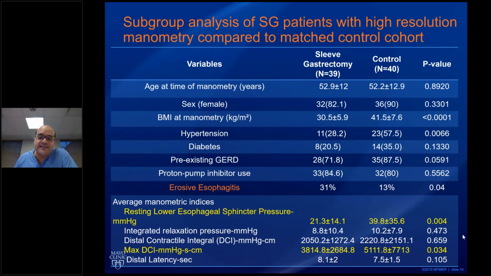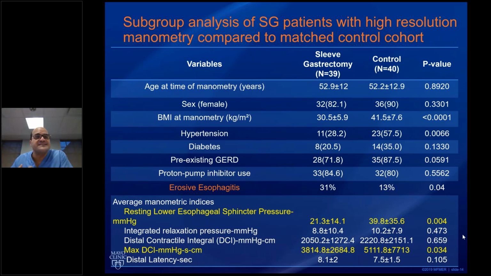The more important finding is below, is what happened to these physiological changes of the lower esophageal sphincter and the motility of the esophagus, albeit this is at only a median of about 2 years after surgery, so you expect these physiological alterations to worsen with time. You could see, compared to obesity alone, the lower resting esophageal pressure was almost half of that in obesity, which is a significant finding. That means that the sphincter is becoming weaker from the increased afterload that it's seeing from the sleeve gastrectomy. So the resting pressure was 21 in the sleeve gastrectomy cohort, compared to about 40 in obesity itself.